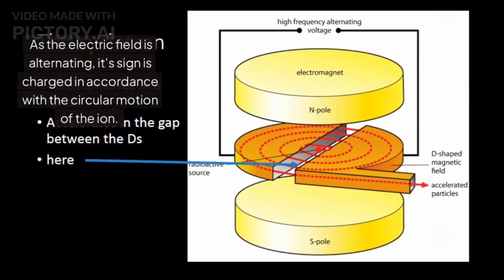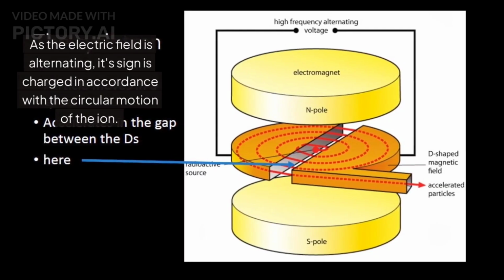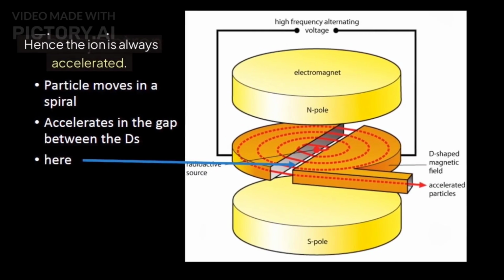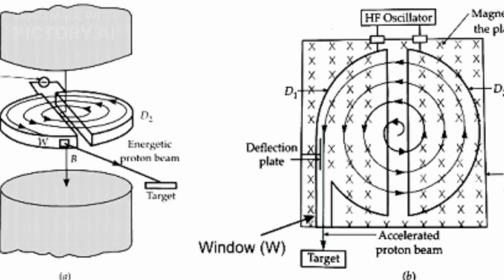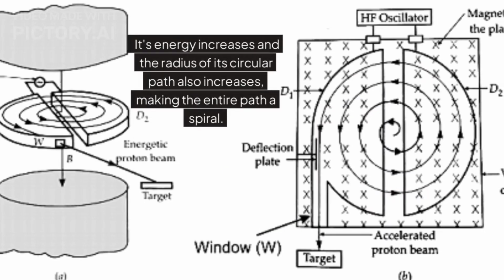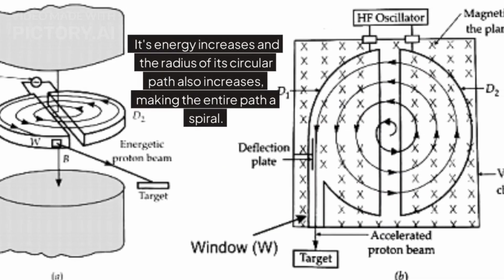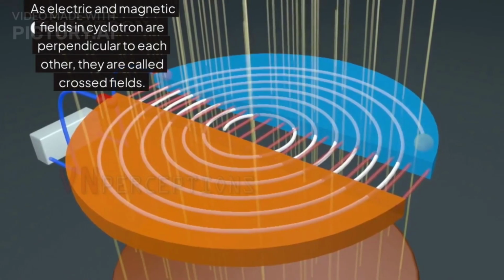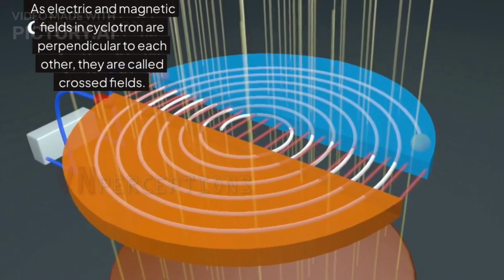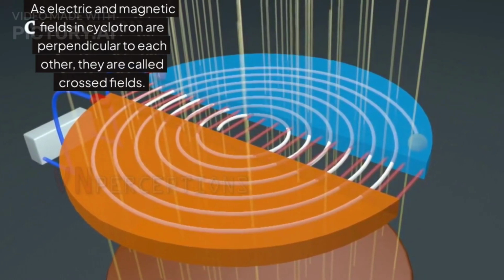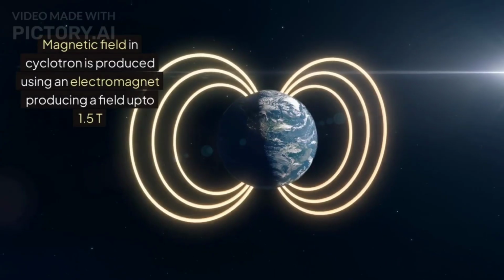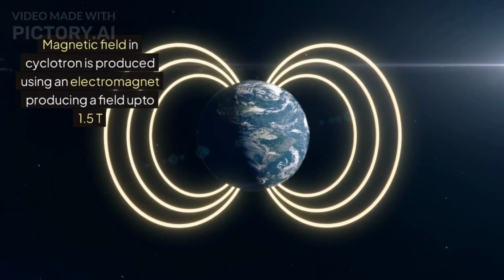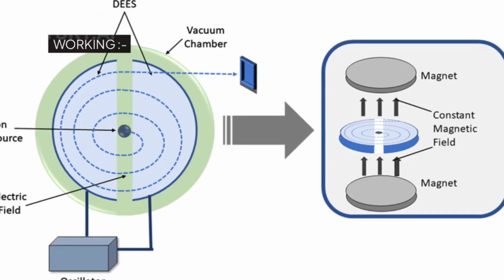As the electric field is alternating, its sign is changed in accordance with the circular motion of the ion. Hence the ion is always accelerated. Its energy increases and the radius of its circular path also increases, making the entire path a spiral. As the electric and magnetic fields in a cyclotron are perpendicular to each other, they are called crossed fields. The magnetic field in a cyclotron is produced using an electromagnet producing a field up to 1.5 T.